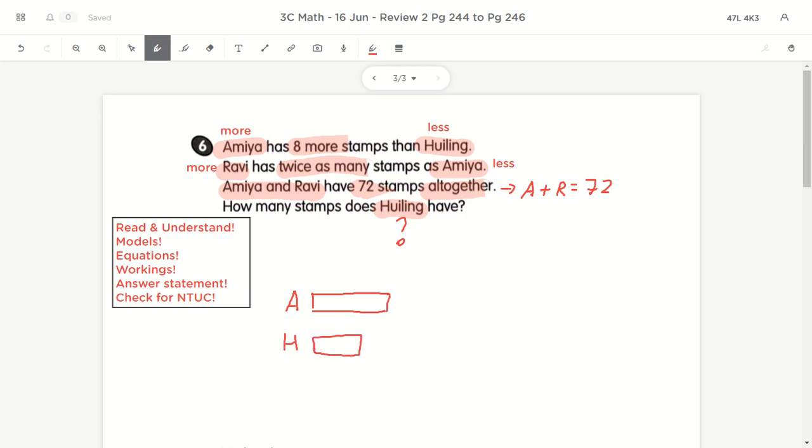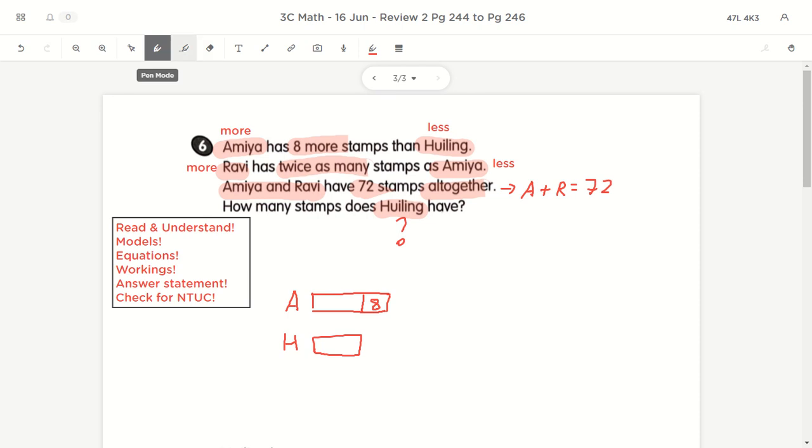And the difference will be here. The difference will be 8. So Amia has 8 more than Hui Ling, correct? Okay, so now we draw for Ravi. Ravi has twice as many as Amia. So if this is Amia, Ravi must have 2 times of this.